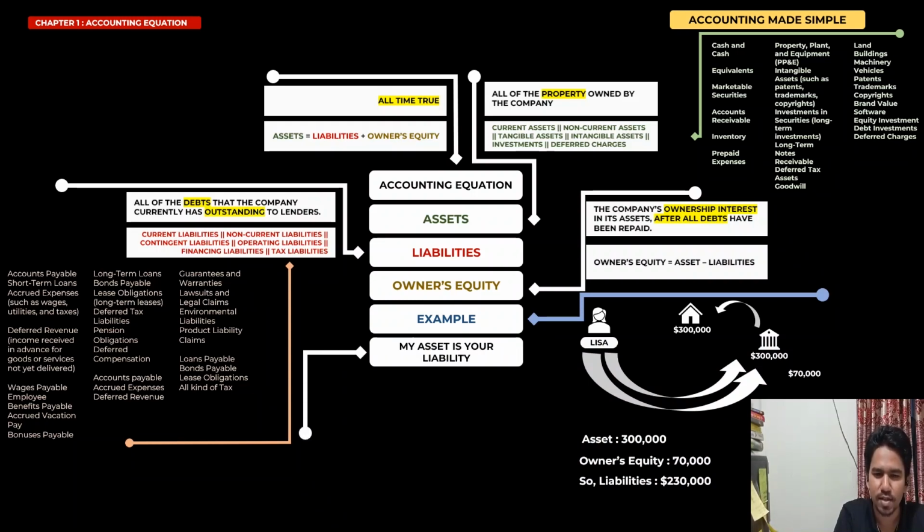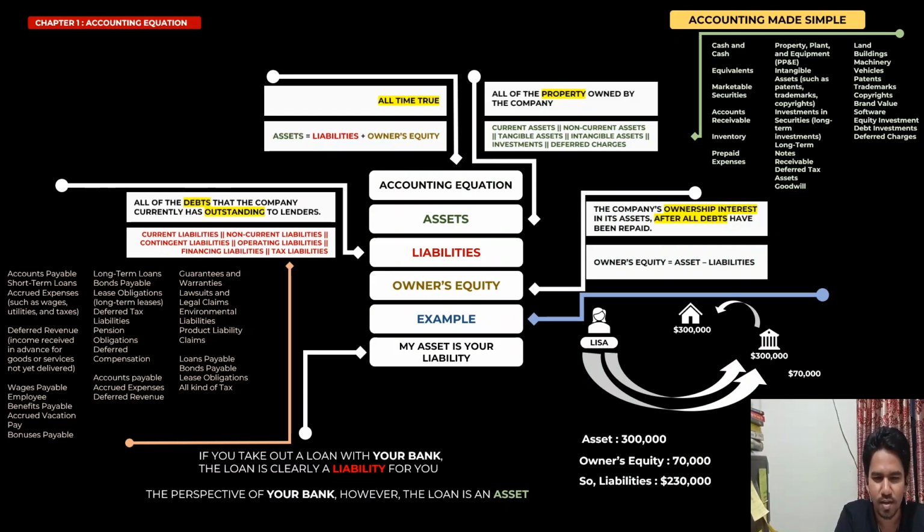Sometimes my asset can be your liability. What does it mean? If anyone borrows some money from the bank, this loan is clearly a liability for that person. But from the bank's perspective, this loan is an asset. Hope we understand.